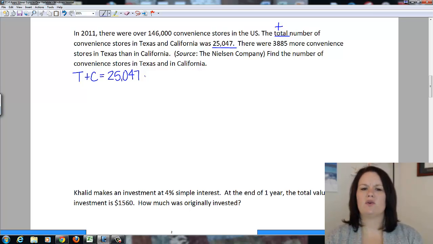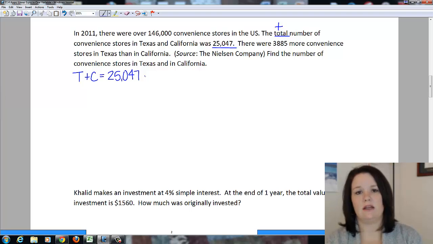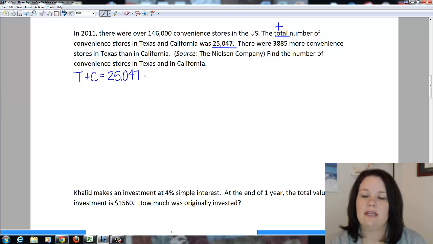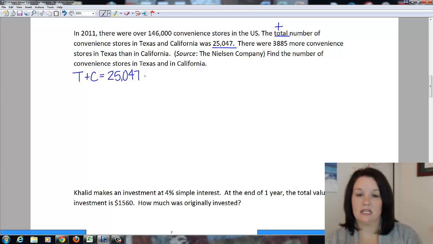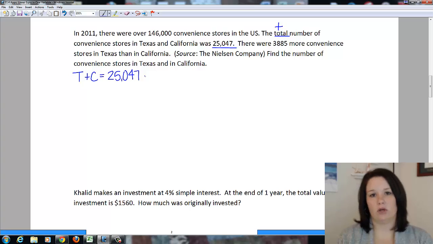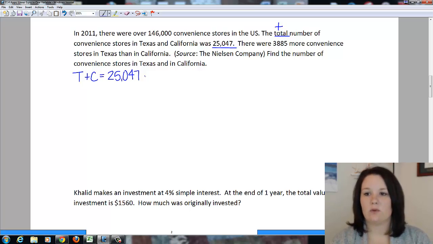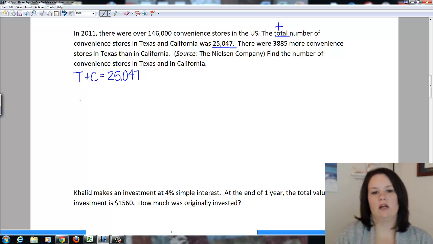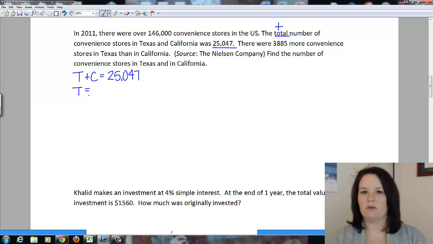So now I need another way that these two are related, because as it is, I can't just solve for T or solve for C. I don't have enough information. The next sentence says there were 3,885 more convenience stores in Texas than in California. So which one's bigger? Does Texas have more or does California have more? It says there was more in Texas. So Texas is the bigger one. So I'm going to go ahead and write this as Texas is equal to. Always start with the bigger one.